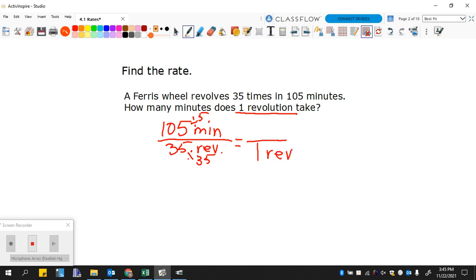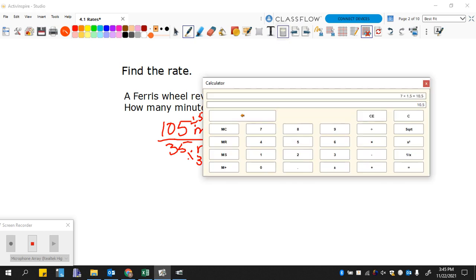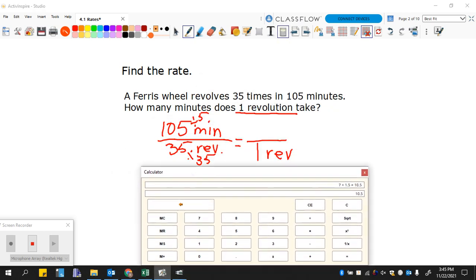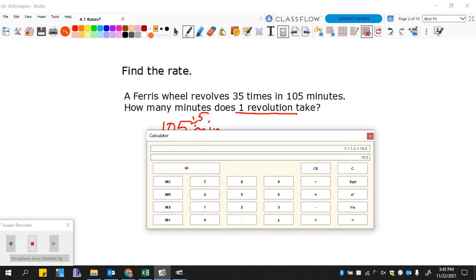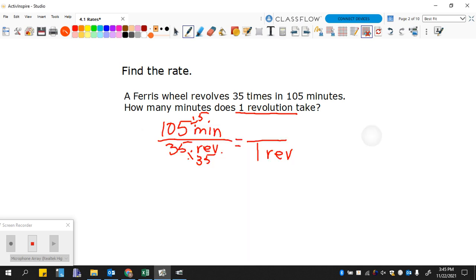And then we have to take our 105 divided by 35, and we end up with 3. We end up with 3 minutes. So it takes 3 minutes to do 1 revolution, all right?